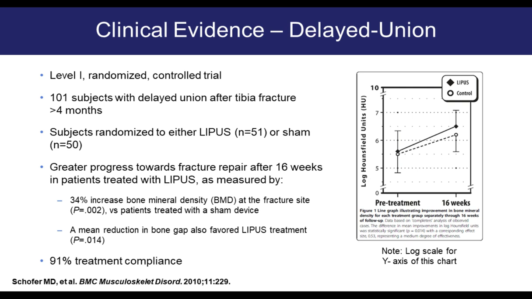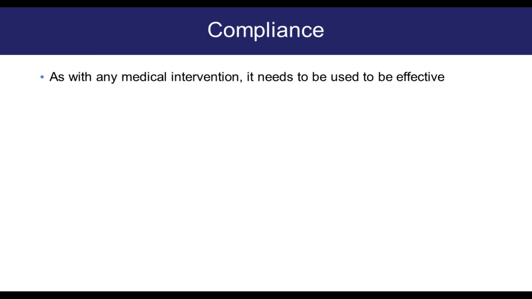And what they found in those after 16 weeks, the patients randomized to LIPUS had a 34% increase in bone mineral density at the fracture site. And that was significantly different than the patients who were treated with the sham device. They also had a mean reduction in bone gap, which also favors LIPUS treatment. Important again to mention here is that they had a 91% treatment compliance rate. And we've said this already, if you're not compliant, you have no chance of it being effective.